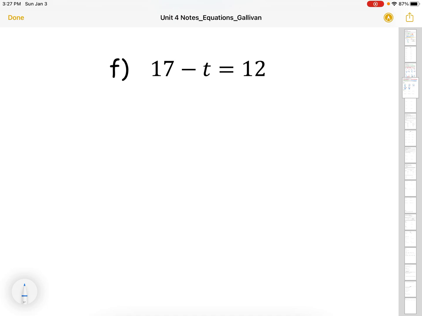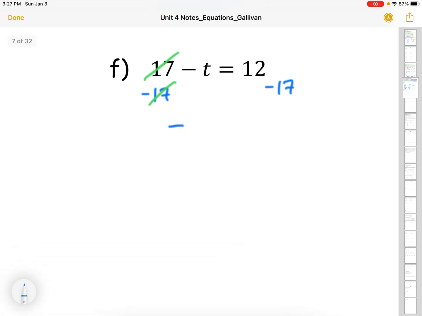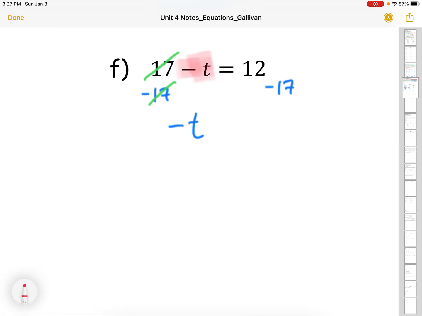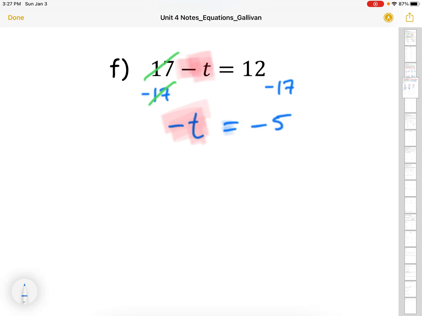I have 17 minus t equals 12. So 17 is positive, so I'm going to subtract 17 from both sides. When I do that, 17 minus 17 equals 0. So I'm left with minus t. You'll notice that negative sign is still there, right? That's on the t. So it's important to note that. It is equal to, well, 12 minus 17 is negative 5.